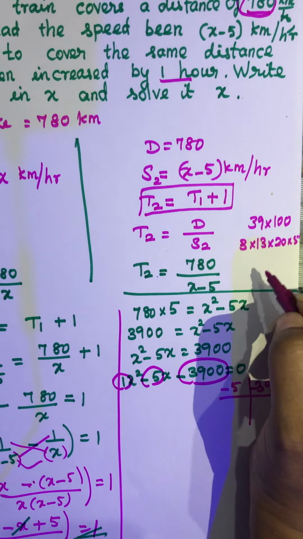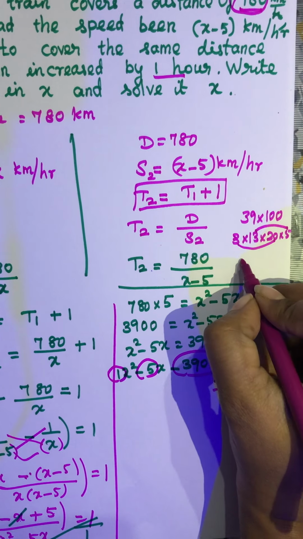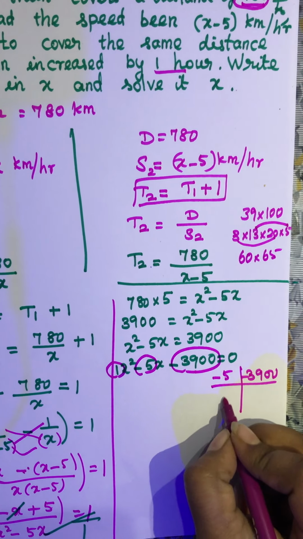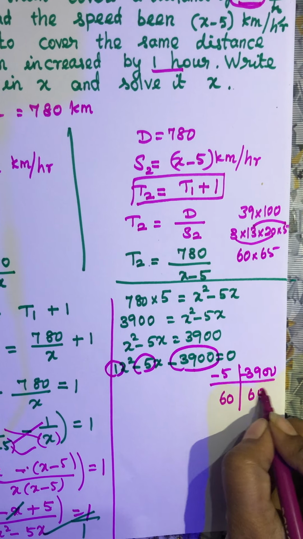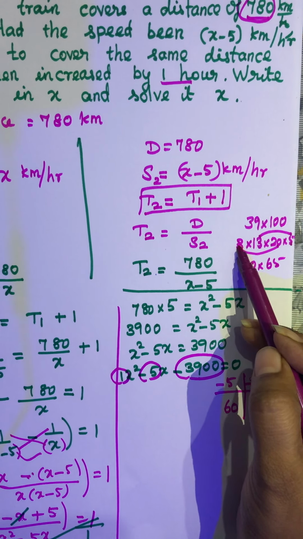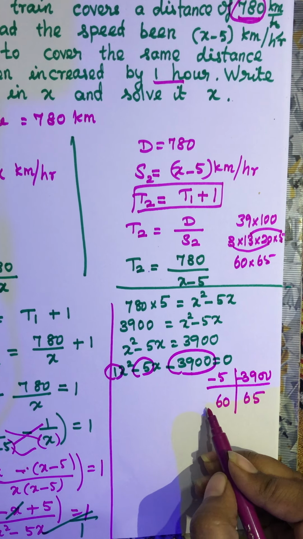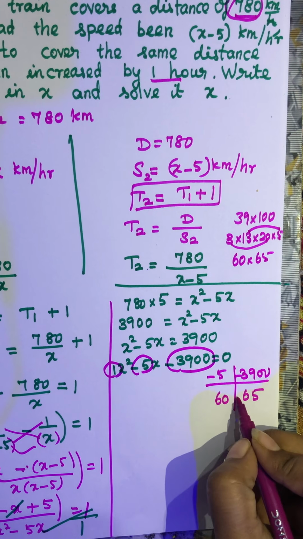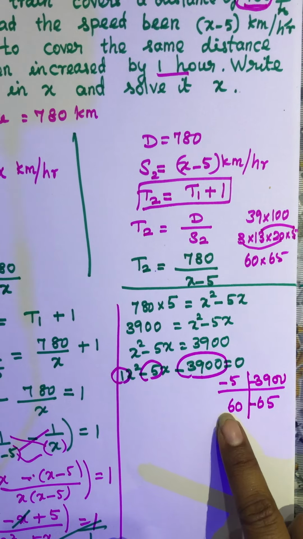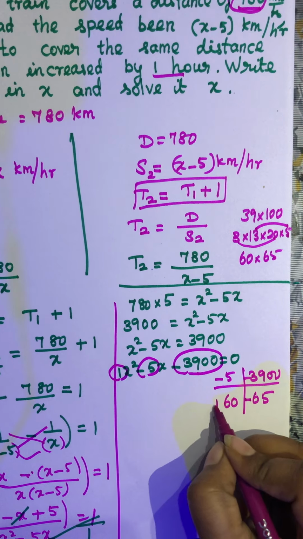So pairing is important. See, 13 fives are 65, 20 into 3, that is 60. So when you subtract you will get 5. So select this pair, 60 and 65. You have to give minus to one of the numbers. Which number is perfect to get minus 5? You have to give minus to the larger one, then only you will get minus 5. When you multiply you will get this number, and when you add you will get minus 5.